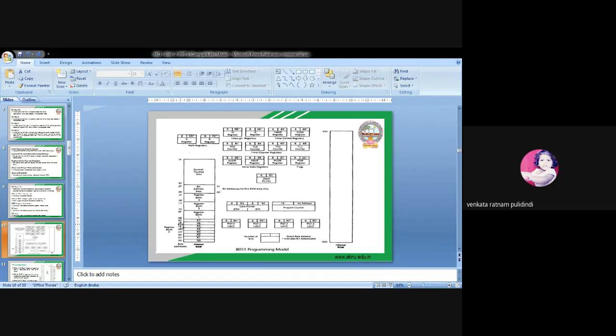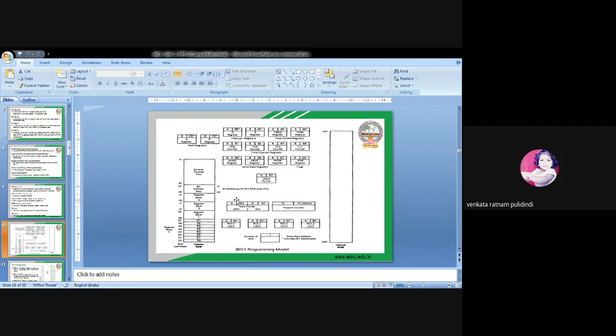So we have a register bank. Simply, here we indicate register bank 0. Here we have 8 registers, that is R0, R1, R2, R3, R4, R5, R6, and R7. So these address locations belong to register bank 0.